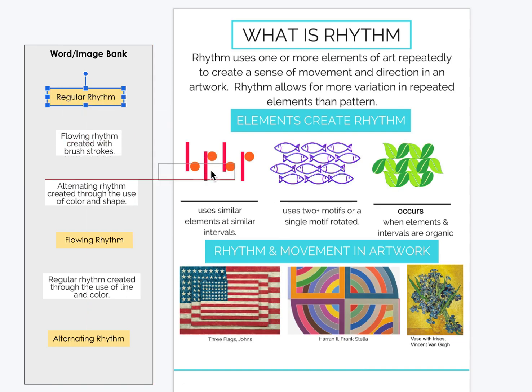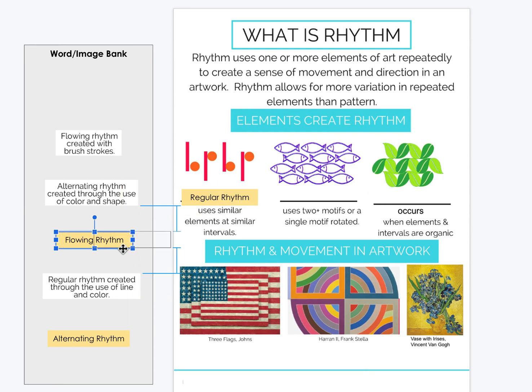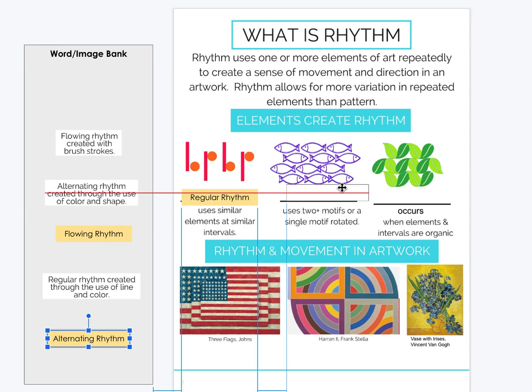Okay, so let's look down here. This is regular rhythm. So regular rhythm uses similar elements at similar intervals. It's kind of like music. When it goes, you have a beat. Nice and easy, right? Perfect. So this one, you can notice it looks like a regular pattern in a way. Oops, actually, we don't want to go with this one. We're going to go with alternating.